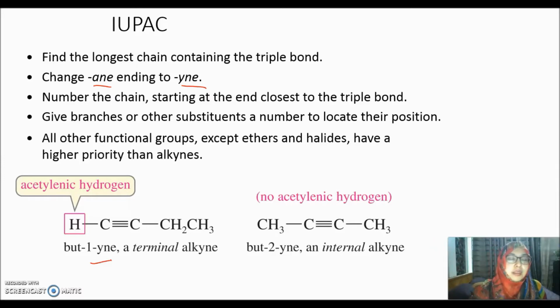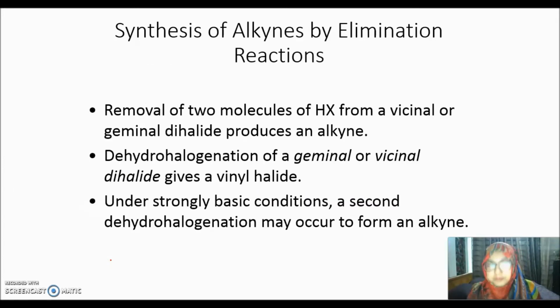This is an example, but-1-yne, so it is butyne, but you have to show where your carbon-carbon triple bond is. So if you have ethyne, for example, you don't need to write it down. If you have propyne, also you don't need to write it down because it will always be at carbon 1.